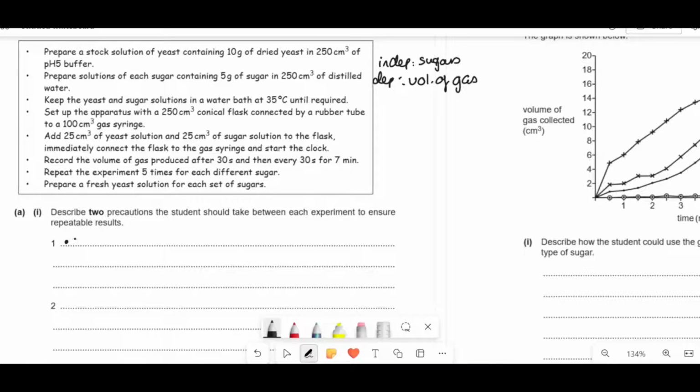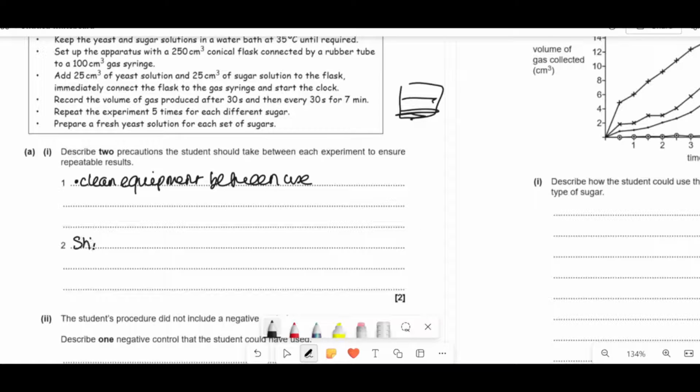So first of all, a precaution they could definitely take is to clean equipment between use, or rinse it. As well as that, they're just slapping it into a flask, and what if all the yeast is settling at the bottom and there's sugar here, for example. So they should stir the yeast stock solution so you get even distribution.